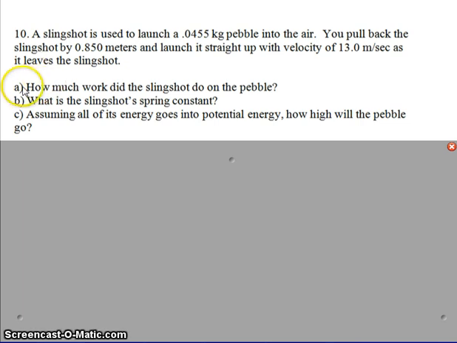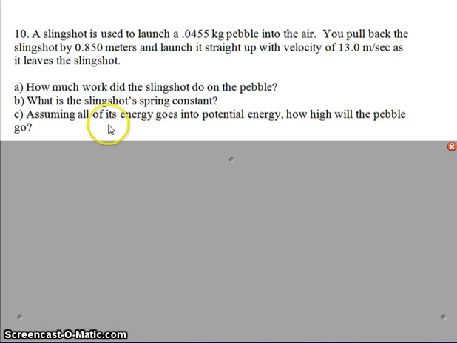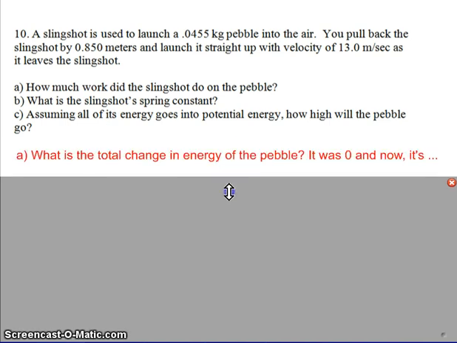There are a couple of different questions we can ask. How much work did the slingshot do on the pebble? What is the slingshot's spring constant? That would bring us back to this formula right here. Elastic potential energy is 1/2 k x squared, where k is the spring constant. And assuming all of its energy goes into potential energy, how high will the pebble go? So let's take a quick look at these problems in order.